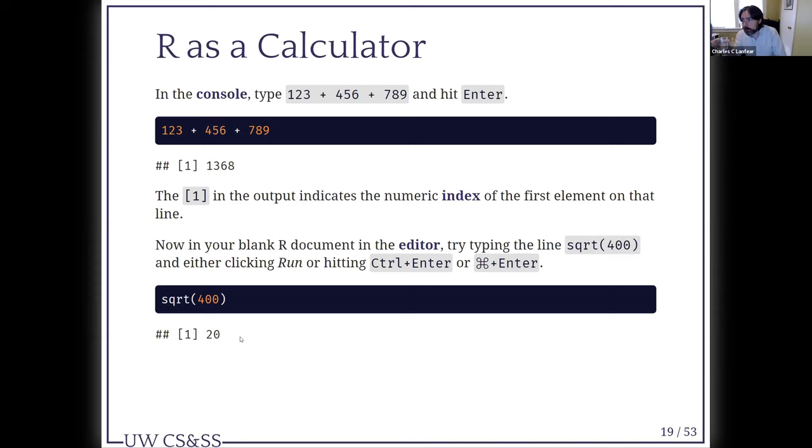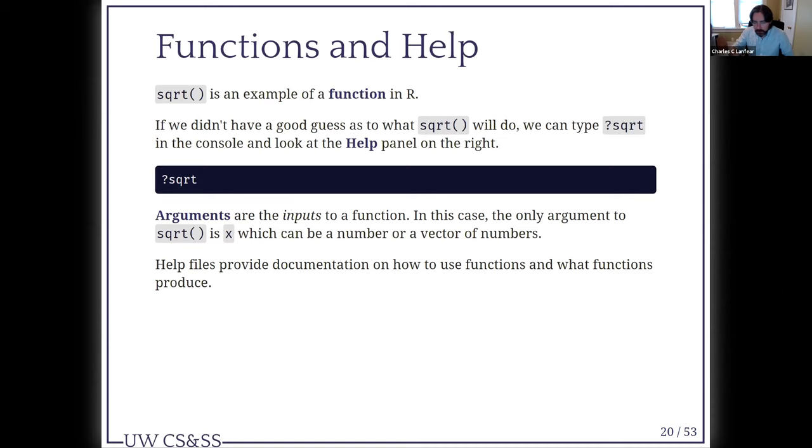So this thing, SQRT, is a function in R. So functions are the ways you perform just about every operation in R. In fact, basically anything that does anything in R is a function. Well, actually, literally anything that does anything in R is a function. If you did not know what that did, so if you saw somebody's SQRT 400, and you're like, what is SQRT? R has built-in help files, okay?